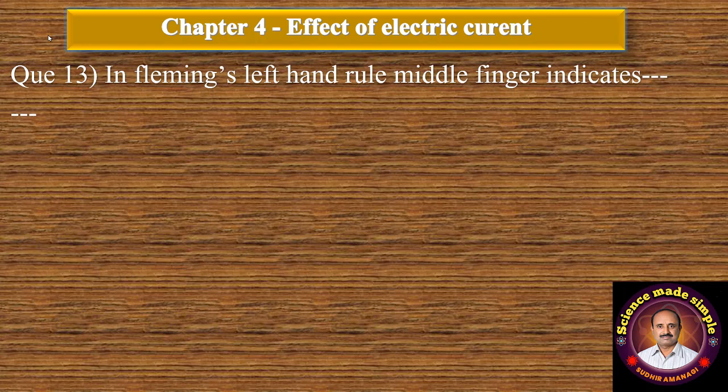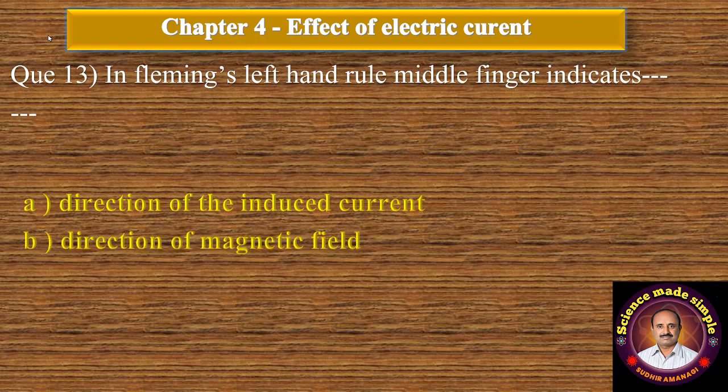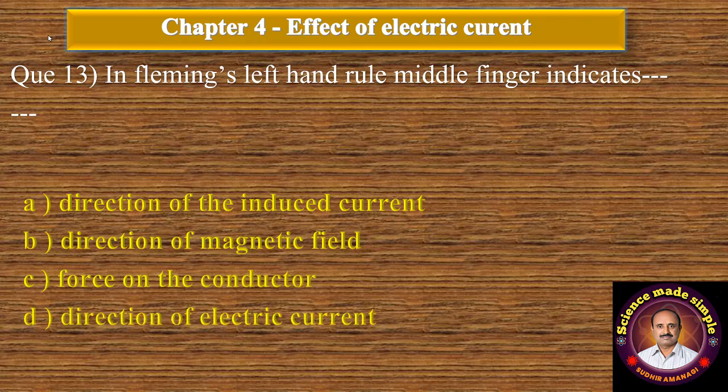Question number 13. In Fleming's left hand rule, middle finger indicates dash dash. Option A direction of induced current, B direction of magnetic field, C force on the conductor, and D direction of electric current. The option D is the correct answer, direction of electric current.